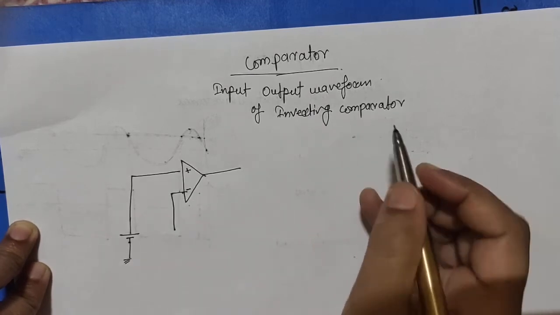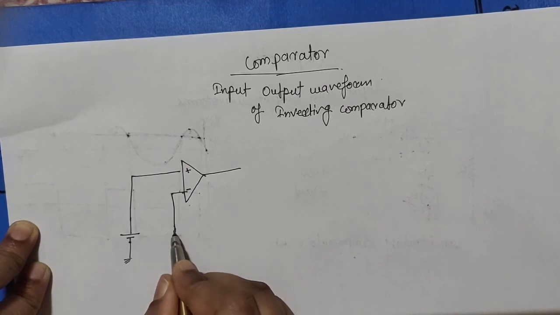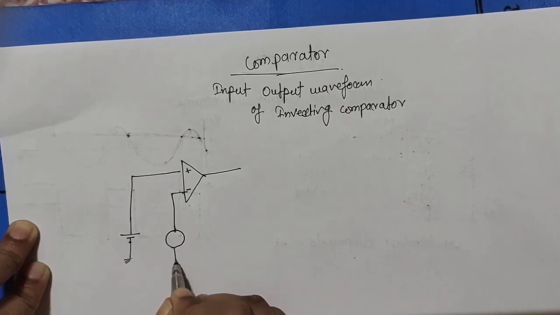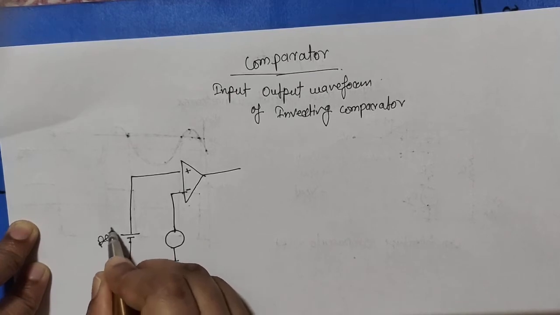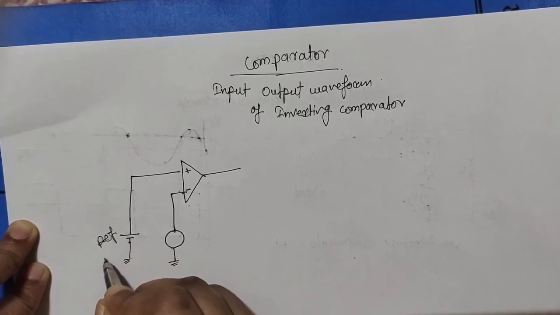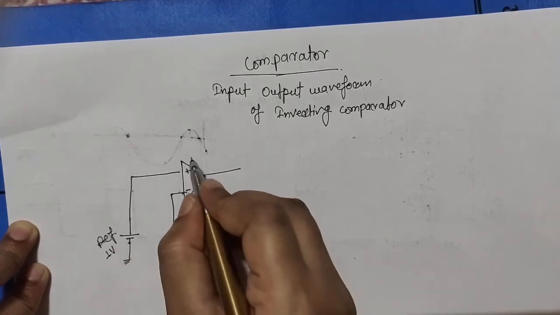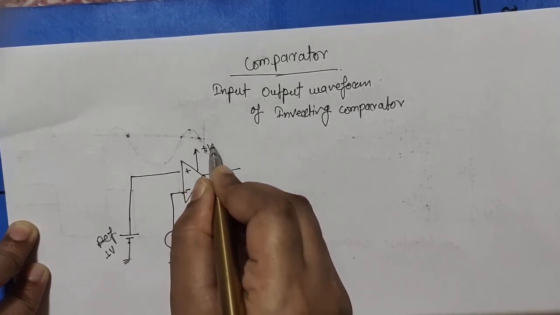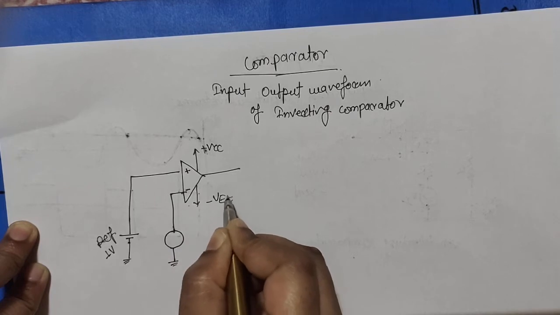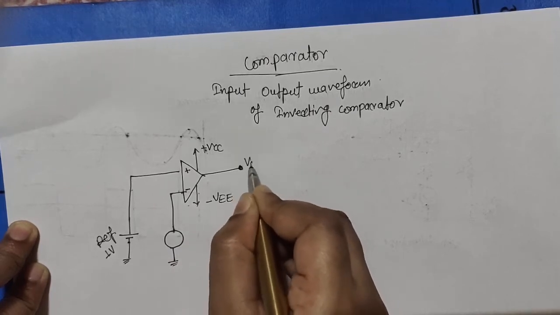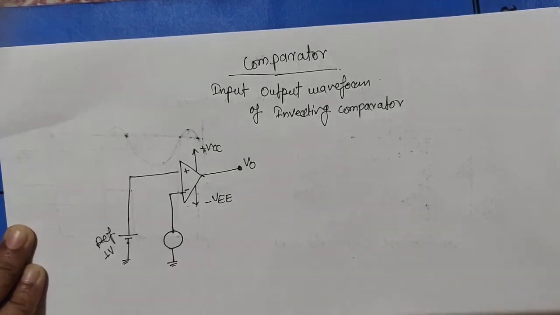And since this is the inverting comparator, we have to apply the input voltage, or unknown voltage, to the negative terminal. Reference voltage, for example, this is 1 volt, this is plus VCC and this is minus VEE, and here we will get the output voltage.